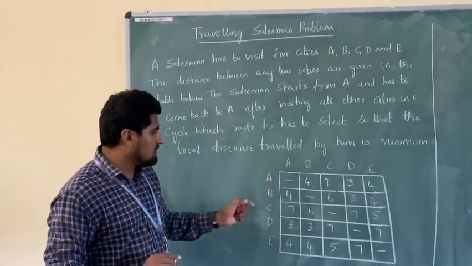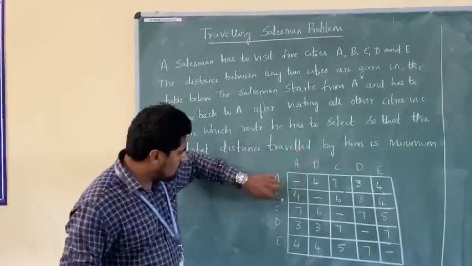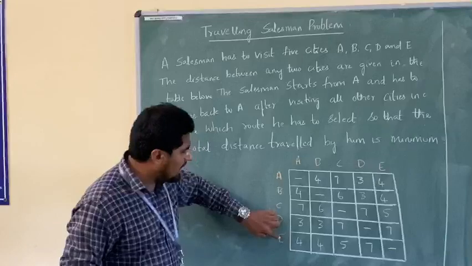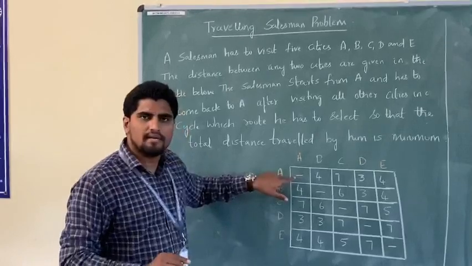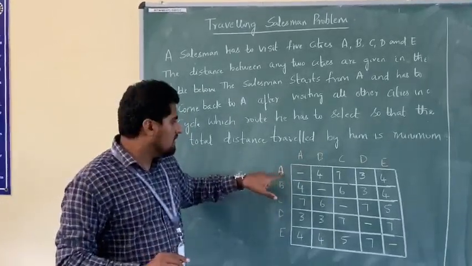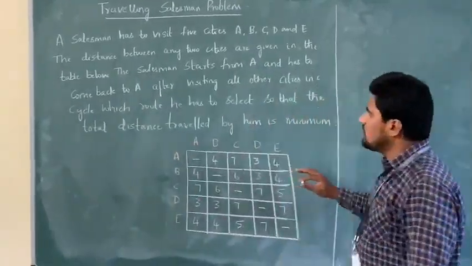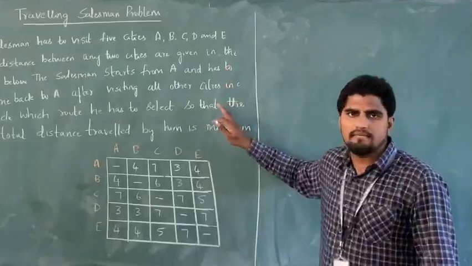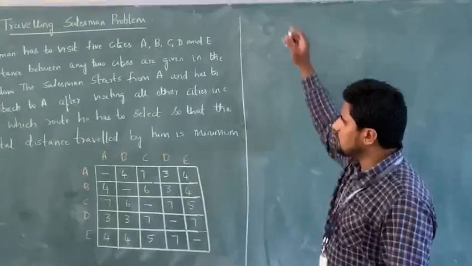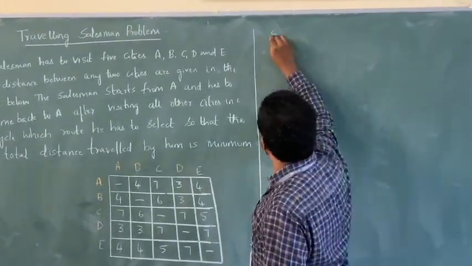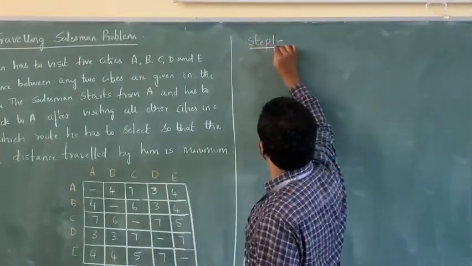Here you need to understand that from A to A, or from B to B, or from C to C, or from D to D, and from E to E, it sounds meaningless. So we have to introduce one term called infinity at these locations. Step number 1. To solve the traveling salesman problem, we proceed with the same Hungarian algorithm. So how do we need to solve this? Step number 1: we need to check whether the given problem is a square matrix or not.